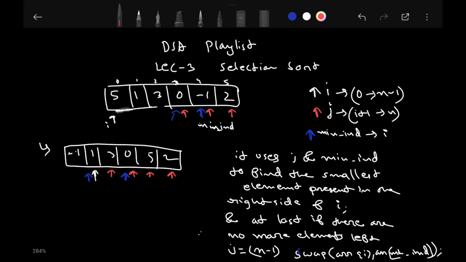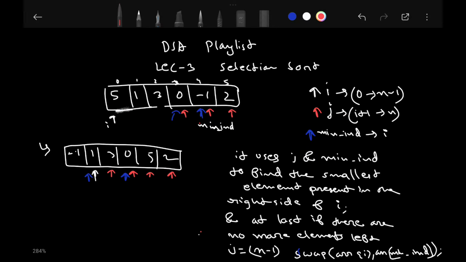j will be incremented irrespective of whether the element is smaller or greater, in order to check the minimum element. In order to place min index at the smallest element, the j has to iterate over the whole right side of the array. Okay. Now 2, is 2 smaller than 0? No. So the smallest element in the array is still 0, and our current minimum is pointing at that.